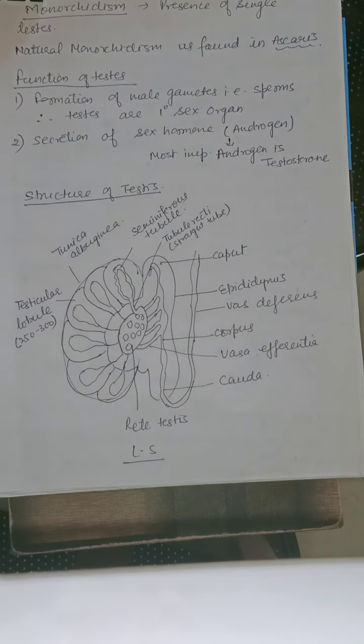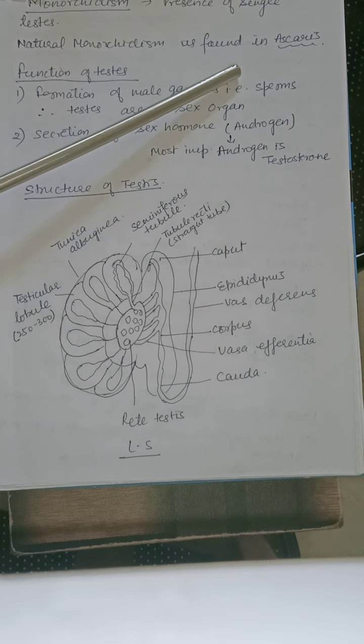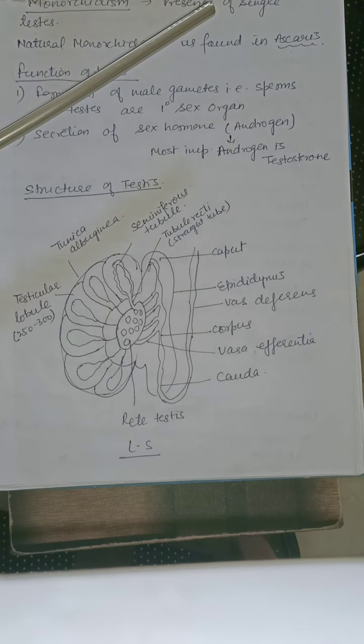Next is monorchidism. What is monorchidism? Presence of a single testis is known as monorchidism. Natural monorchidism is found in Ascaris. In Ascaris, only one testis is present naturally.